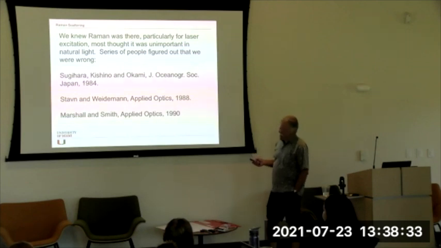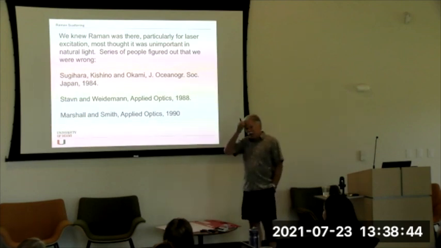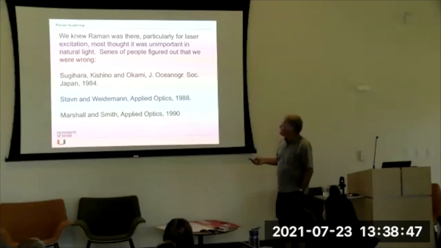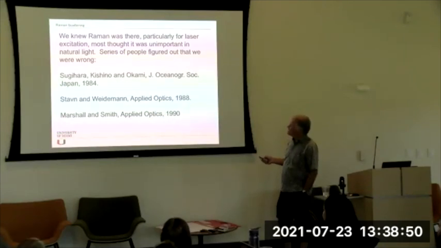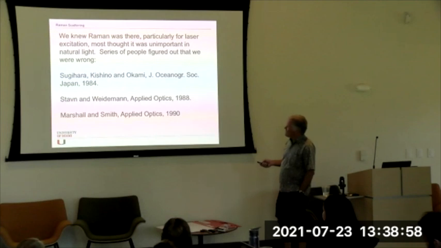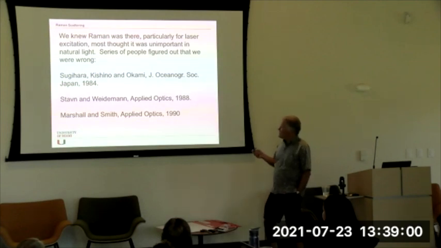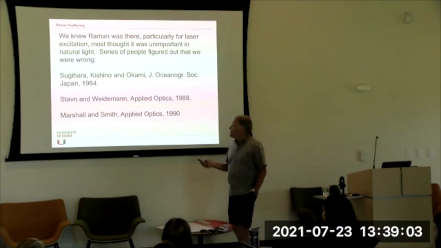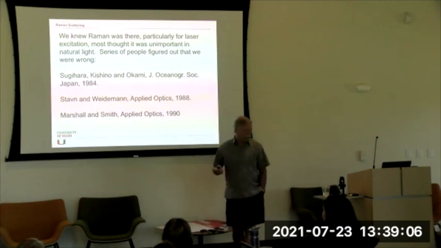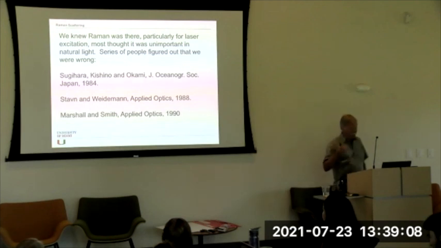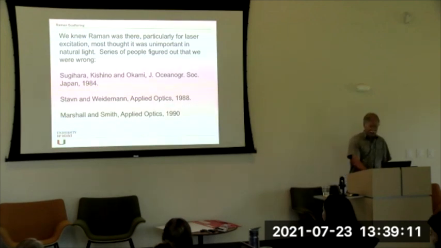In '84, when I was playing with this thing in '85, if I could have read this paper, I would have known what the issue was. These guys wrote a paper explaining Raman light in the natural light field. Stavn and Weidemann had a paper in '88. They were running around saying that it was important. Then Marshall and Smith, in 1990, came out with another paper measuring it in the light field. So all of a sudden, people realized this was an important thing in the light field, and we had to worry about it.